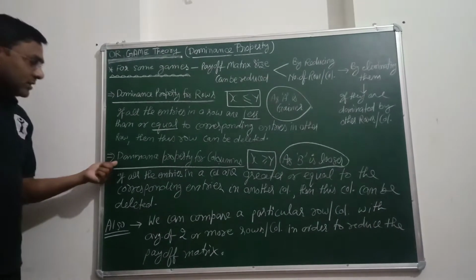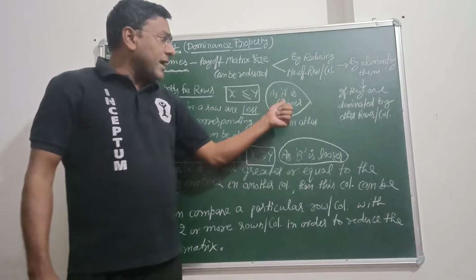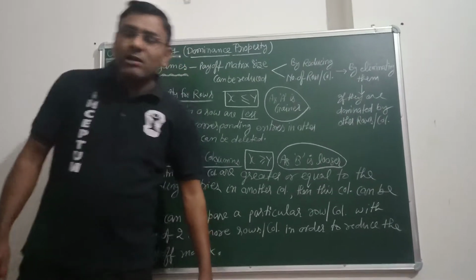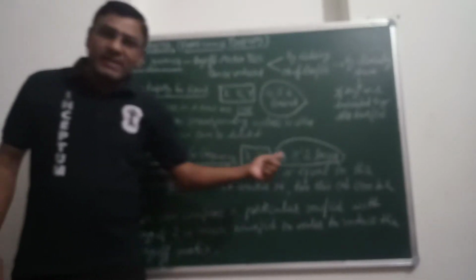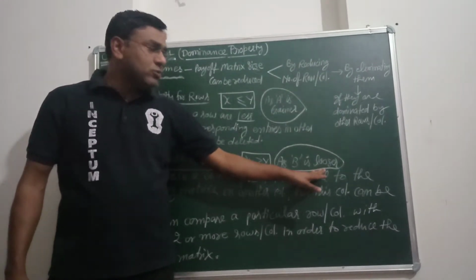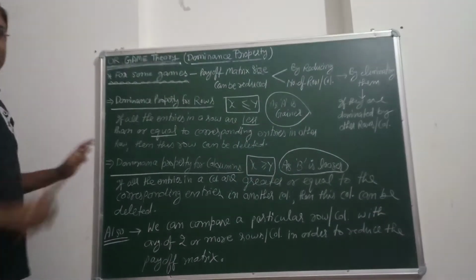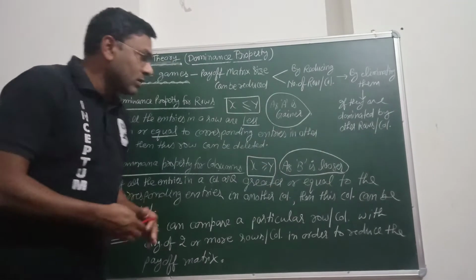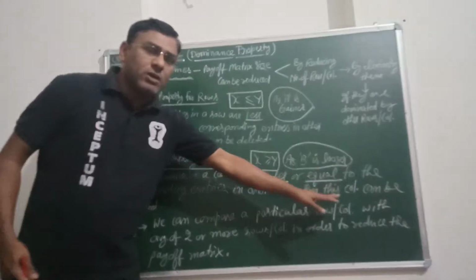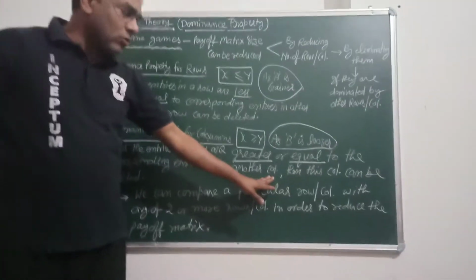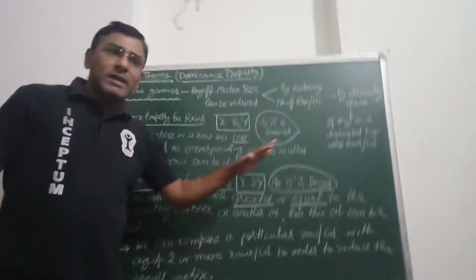Similarly, the dominance property for columns. As we know that if A is a gainer, B is a loser, so B will always try to use a strategy which can minimize his losses. So the condition for the case of columns is, if all the entries in a column are greater or equal to the corresponding entries in another column, then the column having the greater or equal values can be eliminated.